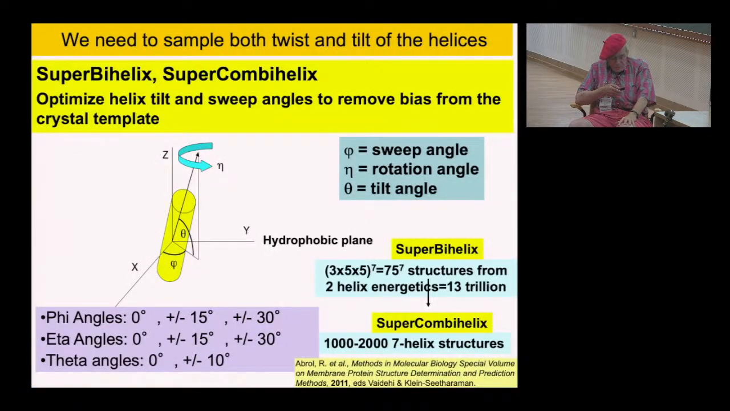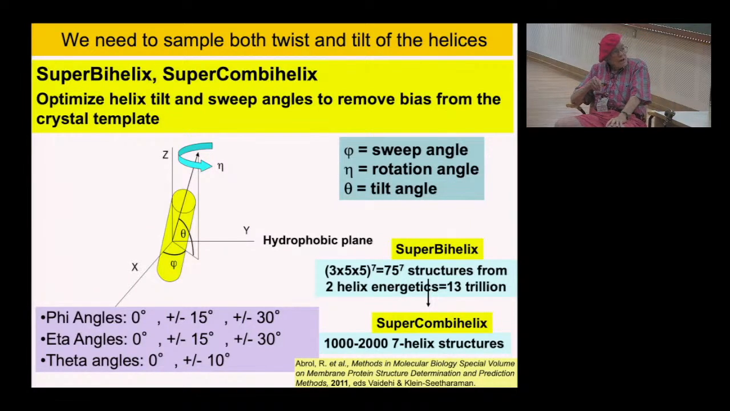So what we found is that if we've already done the bihelix step, and now we're going to do the tilts, we call that super bihelix, that if we do the tilt angle by plus or minus 10 degrees, the azimuth angle by plus or minus 15 and 30, and redo the rotations by plus or minus 15 and 30, we think we sample all of the important configurations. It's 13 trillion. So if we sample those 13 trillion, the correct answer is in that 13 trillion.